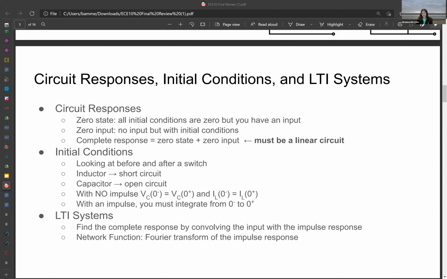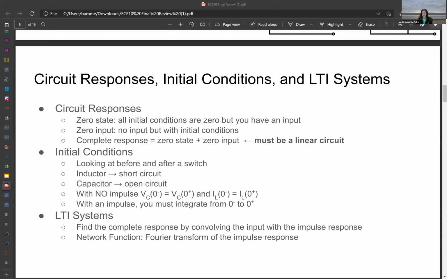So we look at the circuit before the switch is flipped. I recommend redrawing the circuit in this case. It can be really helpful to understand what components you have to pay attention to and what you can ignore if you're looking at before and after a switch flip.